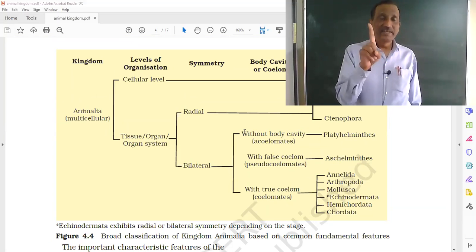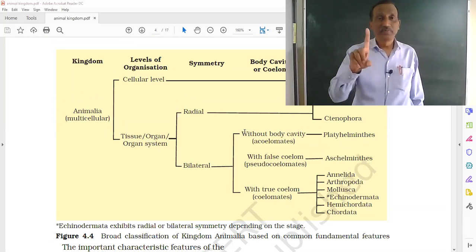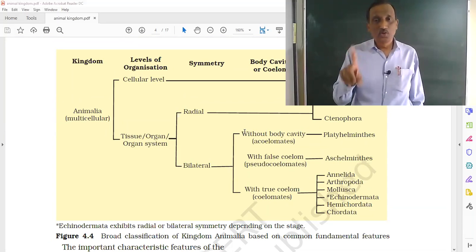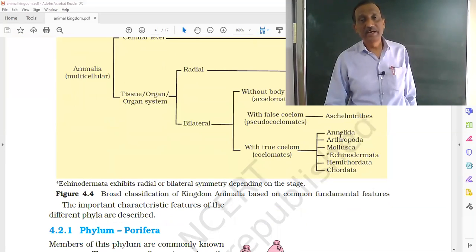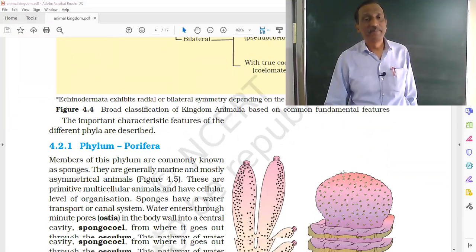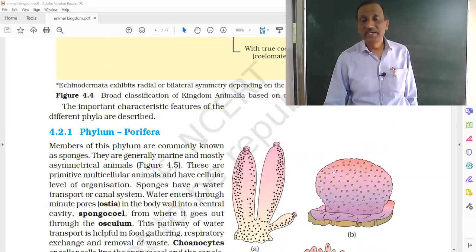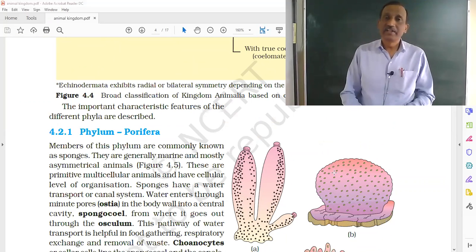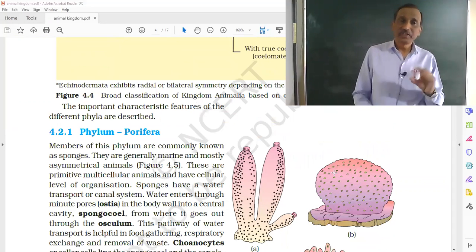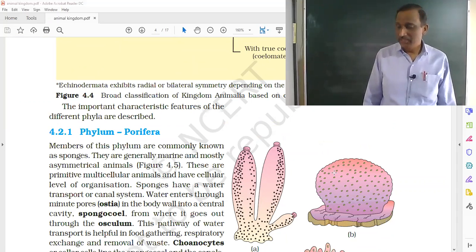Only one category truly follows the pseudocoelomate condition, that is Aschelminthes. Now all the others are coelomates. Which ones? Annelida, Arthropoda, Mollusca, Echinodermata, Hemichordata and Chordata. Chordata we will study later. So this is how we have done the classification. Classification is clear to us on the basis of those categories.